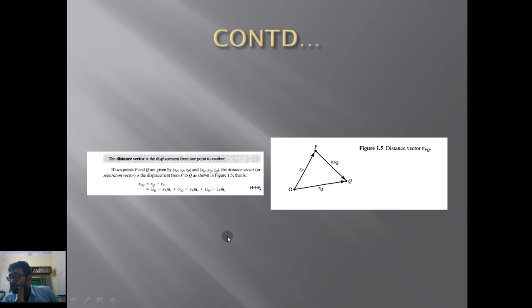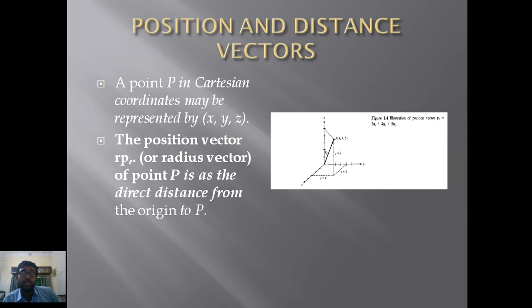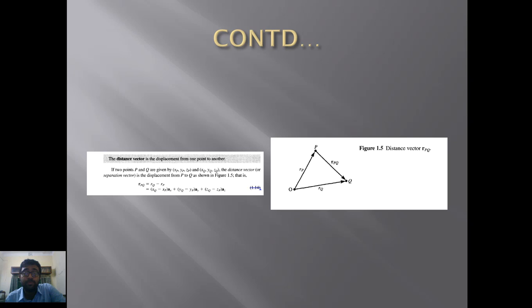So there is a basic difference between these two. One is a position vector. Position vector is the direct distance of point P from the origin to P. The position vector r_p of the point P is the direct distance from the origin to P. This is the position vector, and the distance vector is a displacement from one point to another. Both are absolutely different. Position vector is the distance of a point from the origin, and the distance vector is the displacement from one point to another.